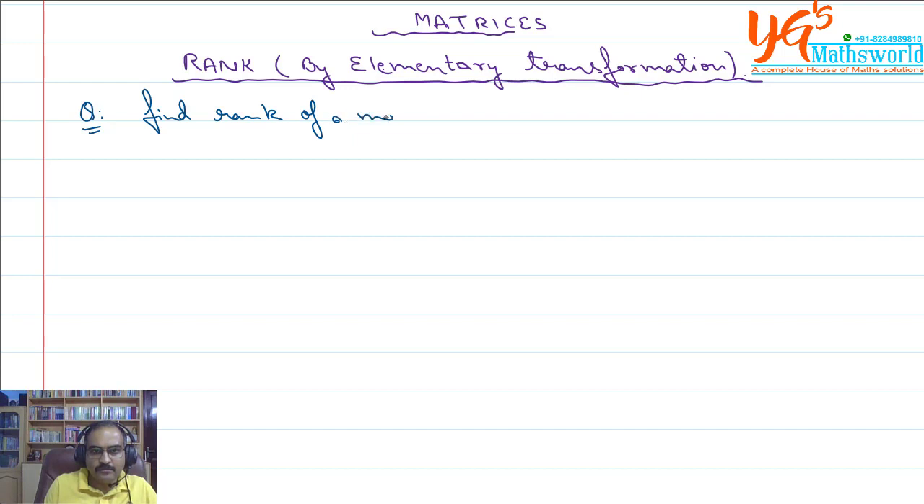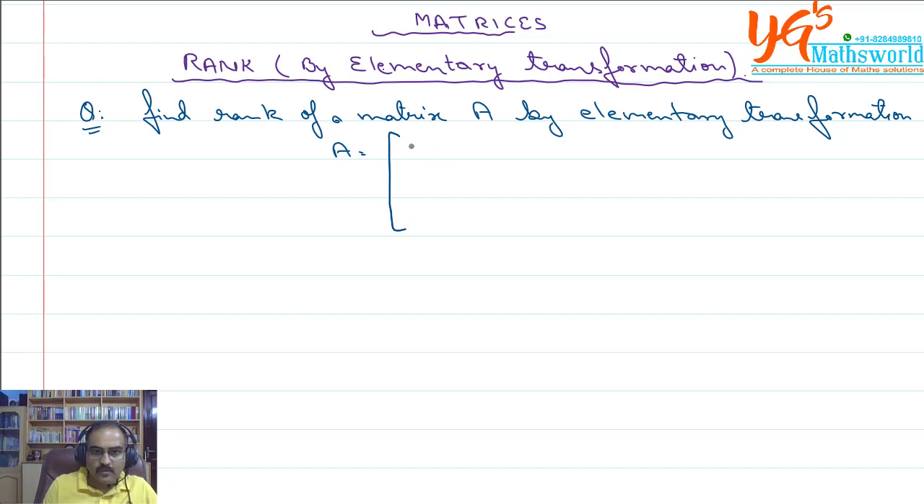So the first question which we are going to do today is find the rank of matrix A by elementary transformation, and the matrix they have given is A is equal to 1 3 2, 4 6 5, 3 5 and 4. Okay, so this is a 3 by 3 matrix and we have to find the rank of this matrix, but we can't use the minor method, we have to use elementary transformation.